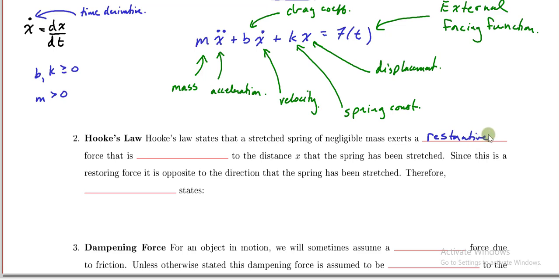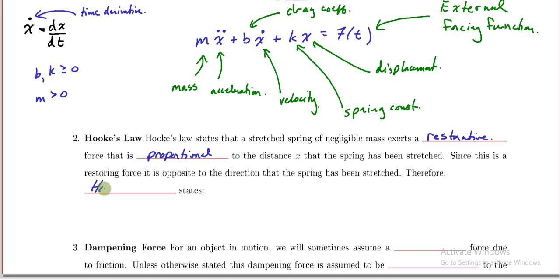And you should think about that. If you've ever stretched a spring, you know that when you release the spring, it wants to go back to some sort of rest position, as long as you don't overstretch that spring initially. And so Hooke's law says that restorative force is proportional to the distance that the spring has been stretched. Usually we measure that from the rest position. Okay? So since this is a restorative force, it's in the opposite direction that the spring has been stretched.